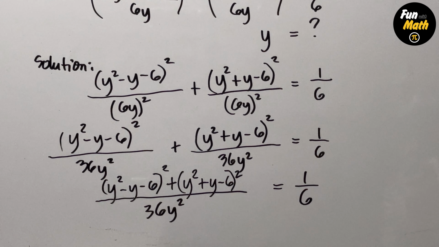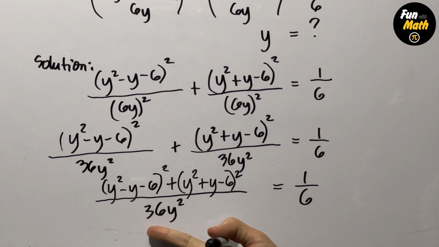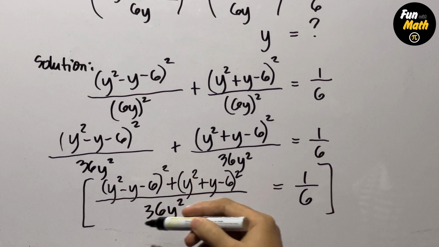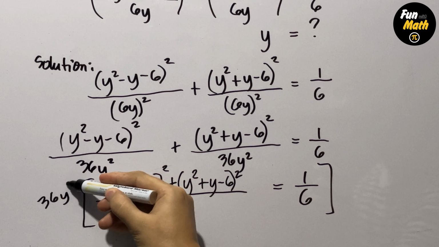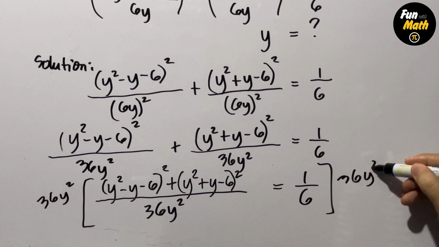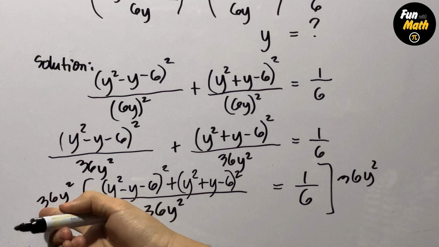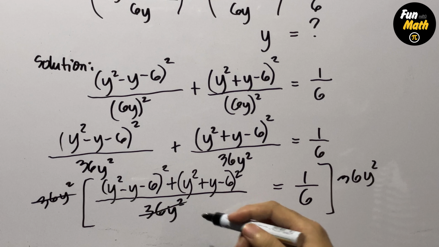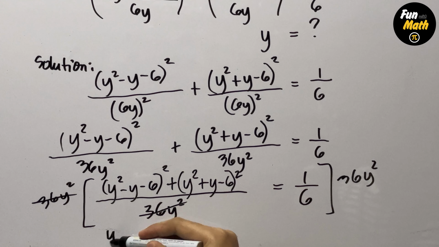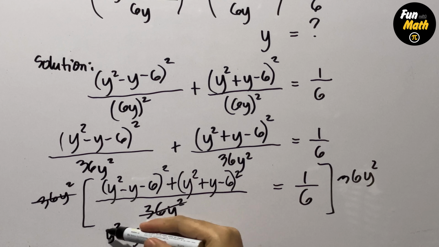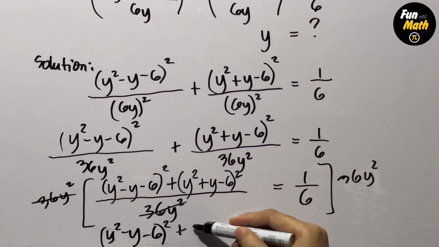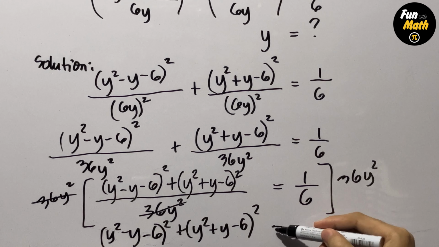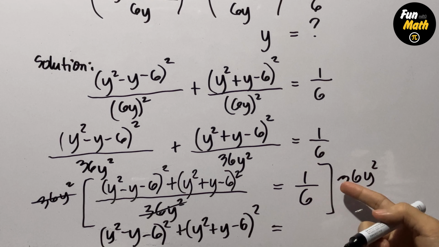Now next is, we are going to isolate the denominator, 36y squared, by multiplying both sides with 36y squared. So if we multiply 36y squared to this, we can cancel. And now we have (y squared minus y minus 6) whole to the power of 2 plus (y squared plus y minus 6) whole to the power of 2 is equal to 1 over 6 times 36y squared.